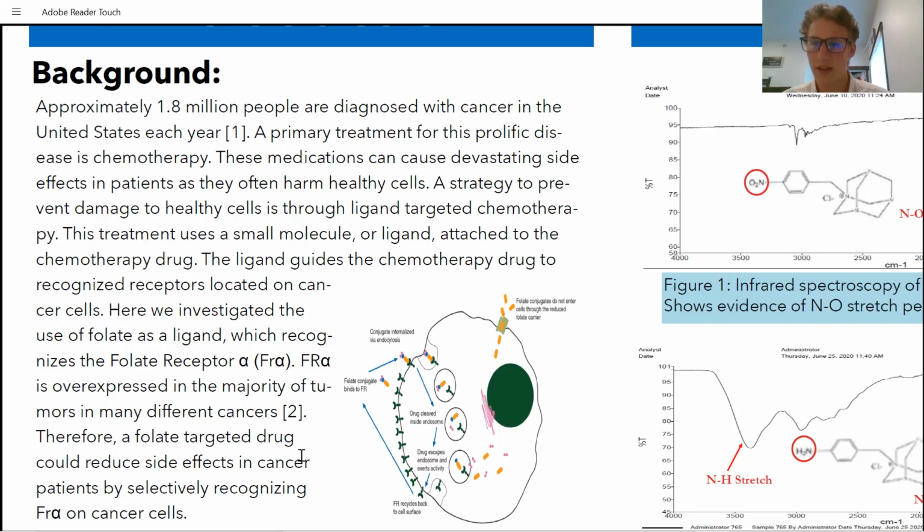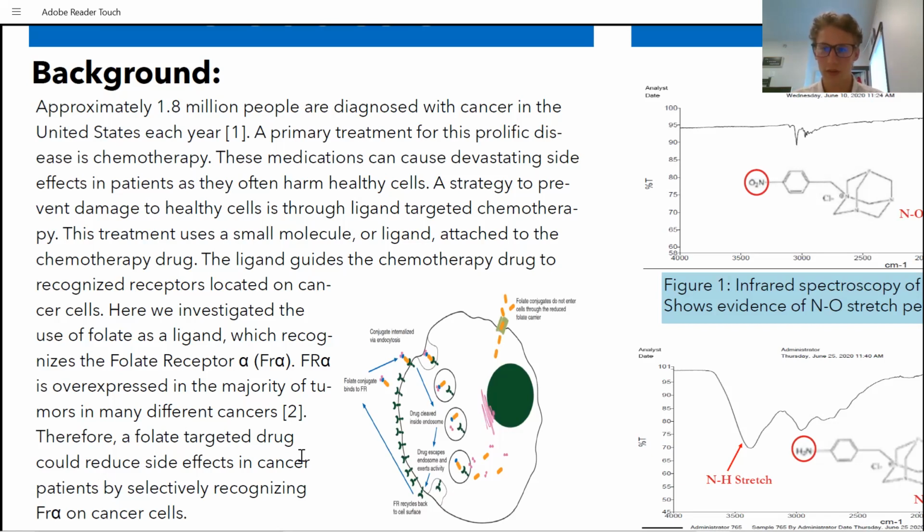And the reason for that is folate receptor alpha is overexpressed in a multitude of epithelial cancers. And epithelial cells are merely just the cells that line certain structures within the body. So the colon and the intestinal tract, things like the stomach, breast cancer. So you see this folate receptor alpha overexpressed in many of these epithelial cancers.